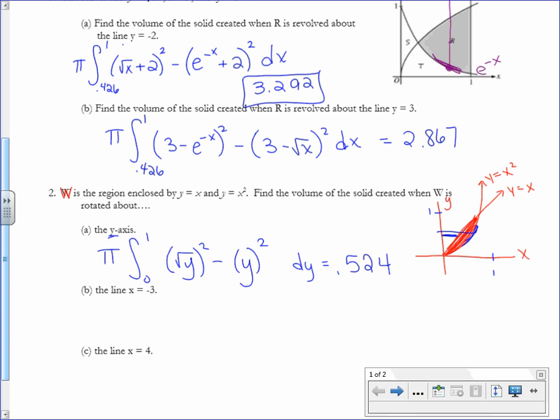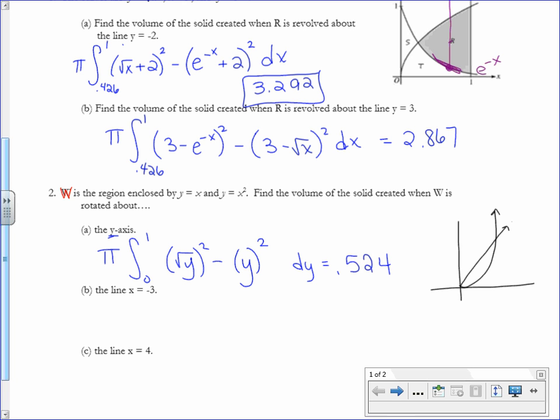That should be review, nothing new there. Now if I want to revolve around x equals negative 3, I'm going to erase this and start from scratch. If I revolve around x equals negative 3, I'm going to have something that looks very much like the y-axis because it's vertical. So x equals negative 3 is right here. Again, not drawn to scale. This is a sketch. And I'm revolving this region right there.